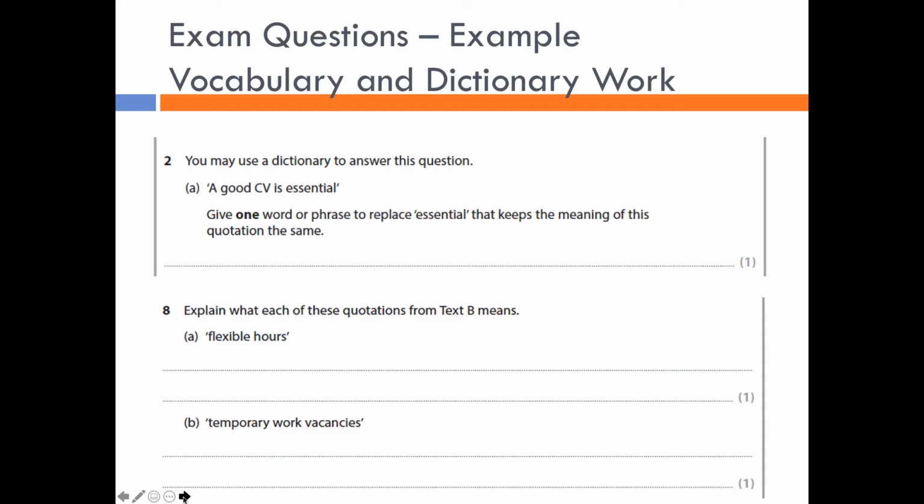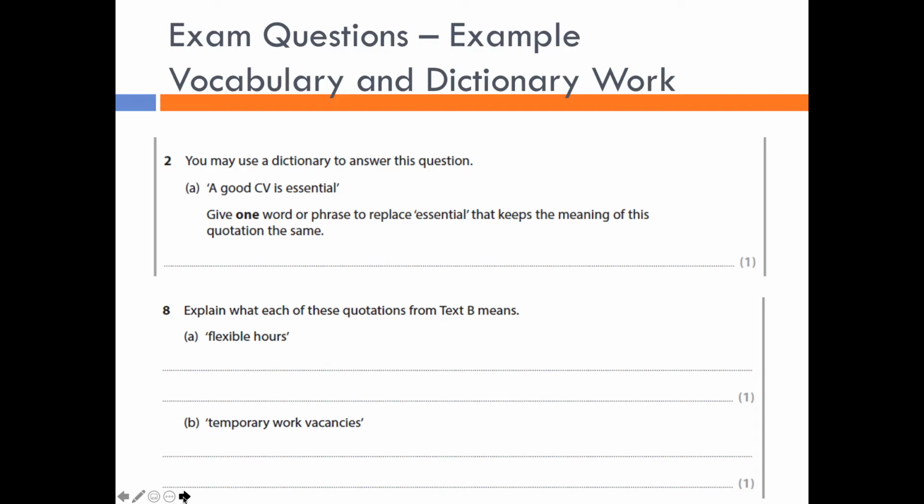Okay, so the first one is when it asks you to look for or find a synonym. So you need to find a word which has a similar, related meaning. It asks you to replace a word in a sentence with another word or phrase but keeps the meaning the same. Okay, so a good CV is essential.